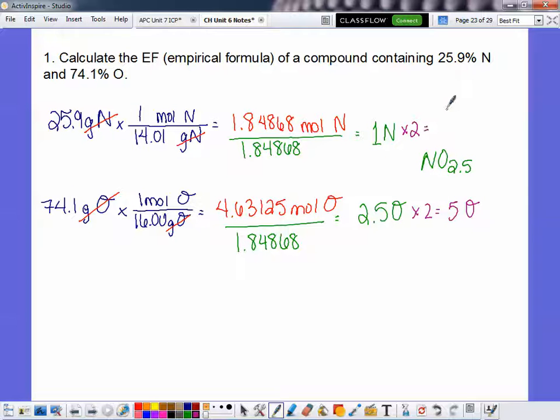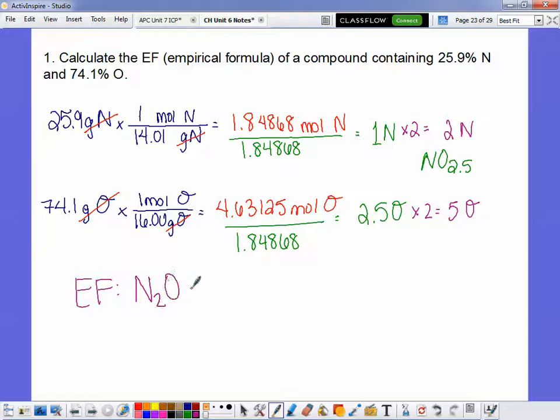So how many nitrogens do we have? 2. 2 to 5 is the same as 1 to 2.5. The ratio stands. As long as we maintain the same ratio, we're good. So my empirical formula is N2O5.